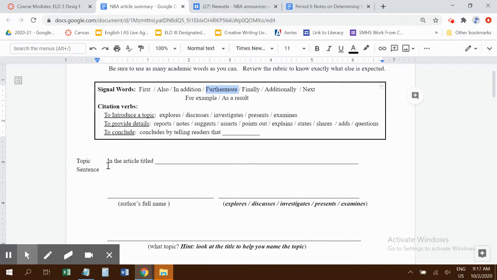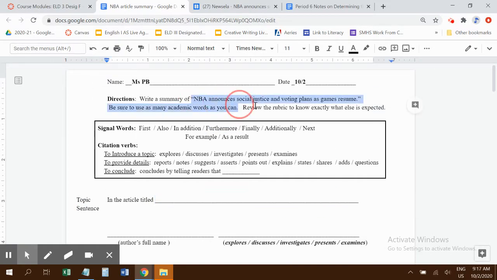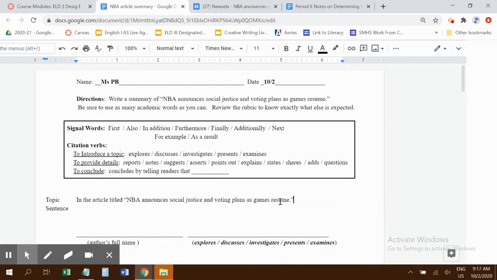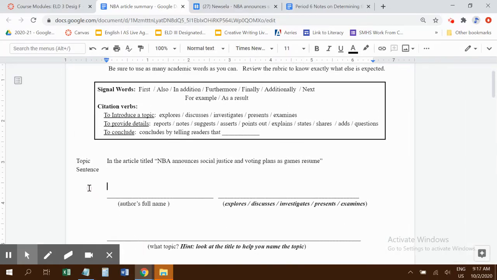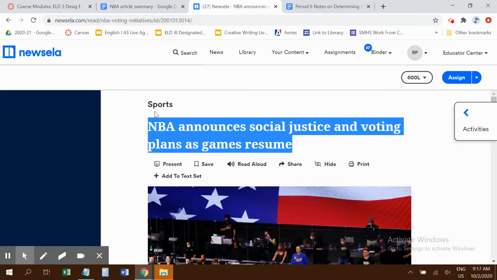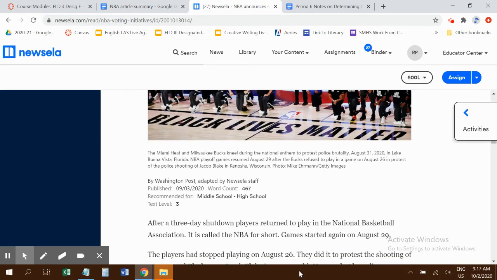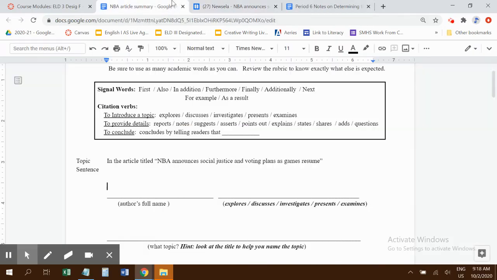So here's the topic sentence. In the article called blah. Okay, so I need to fill this in with the title of the article. I already have it written up here, so I can just copy it. Control C. In the article titled NBA announces social justice and voting plans as games resume, author's full name. I don't remember that, so let's check. Author. It doesn't tell me. It just says Washington Post and Newsela staff. So I'll use that, I guess.